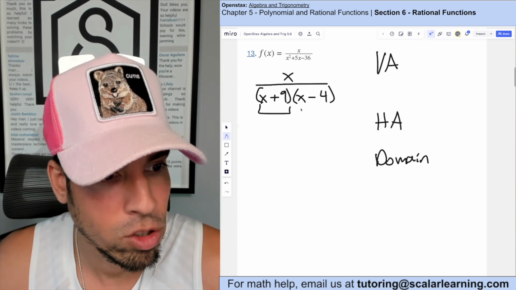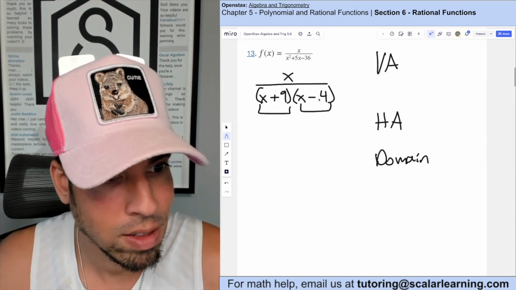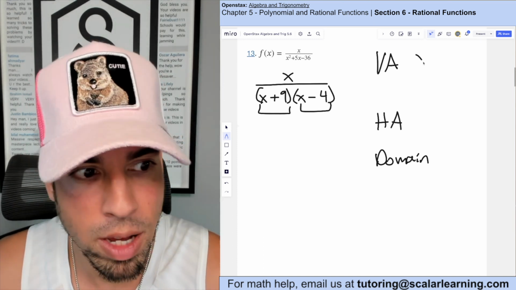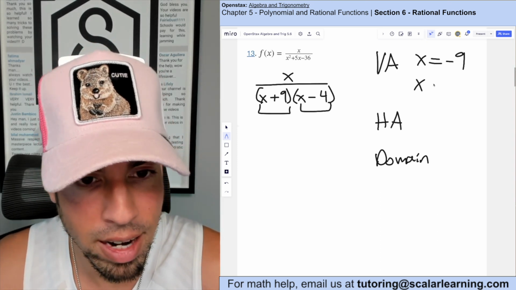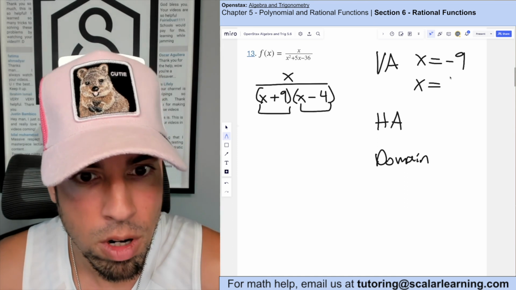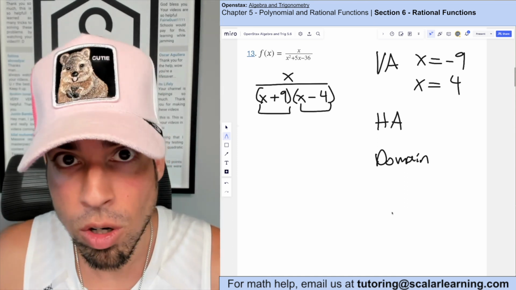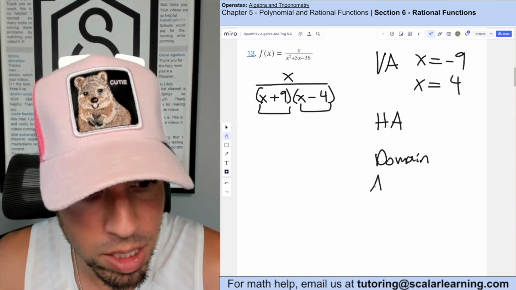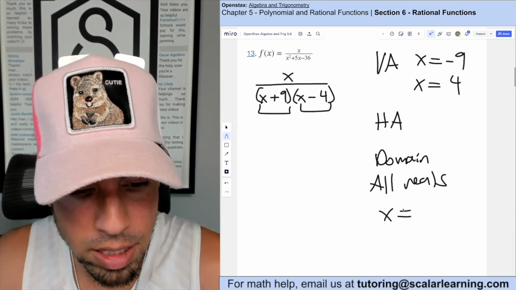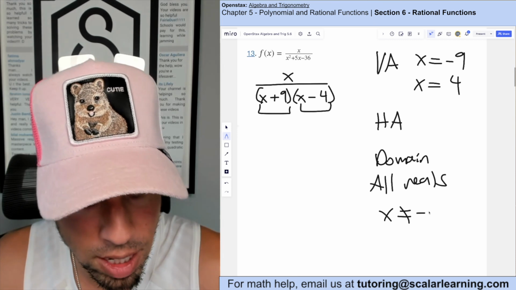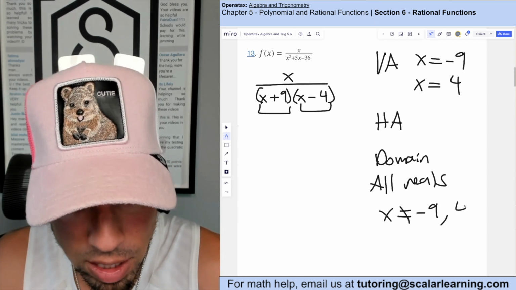So what values are going to 0 this out? It's going to be -9 and +4. So my vertical asymptotes are x equals -9, a vertical line there, and x equals +4, a vertical line there. That also is going to contribute to my domain, because my domain is all reals except when x equals -9 and 4. So x just cannot equal -9 and x cannot equal 4.